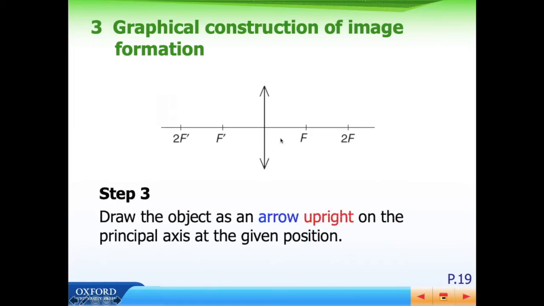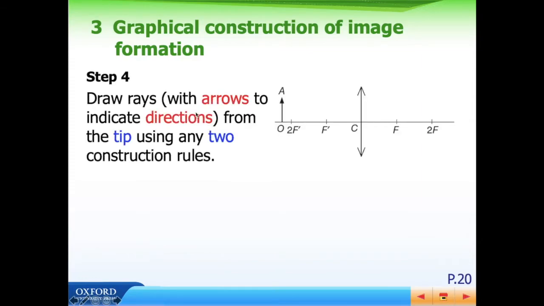Now, let's move on to step number 3. You need to draw the object as an upright arrow on the principal axis at the given position. So from here, you are going to draw your object. For example, if your object is located somewhere beyond 2F prime, as you can see here, your object should be drawn as an upright and bold arrow.